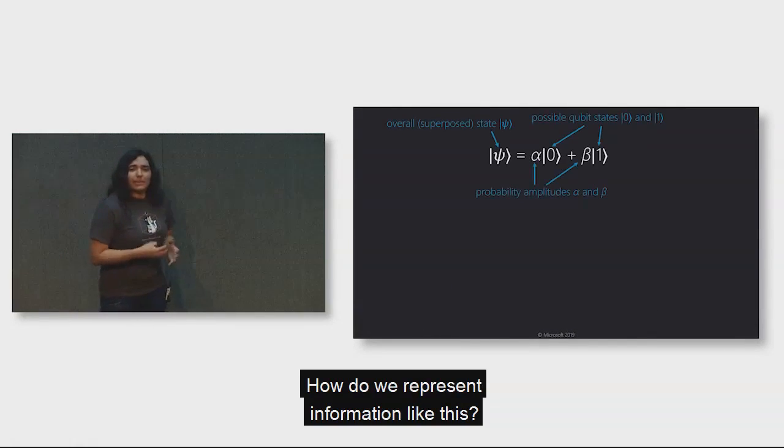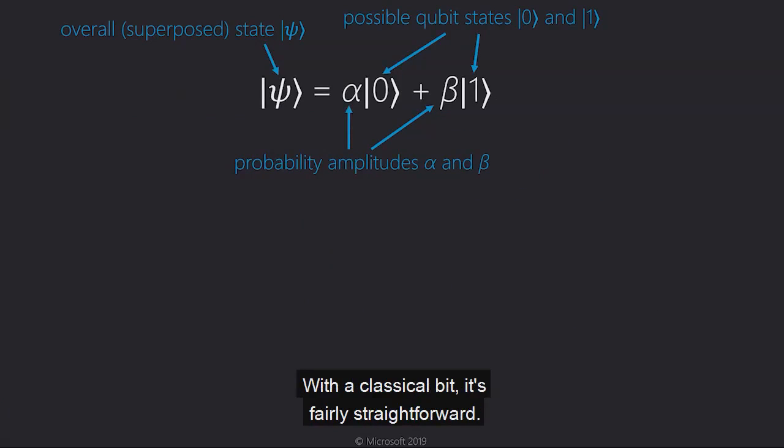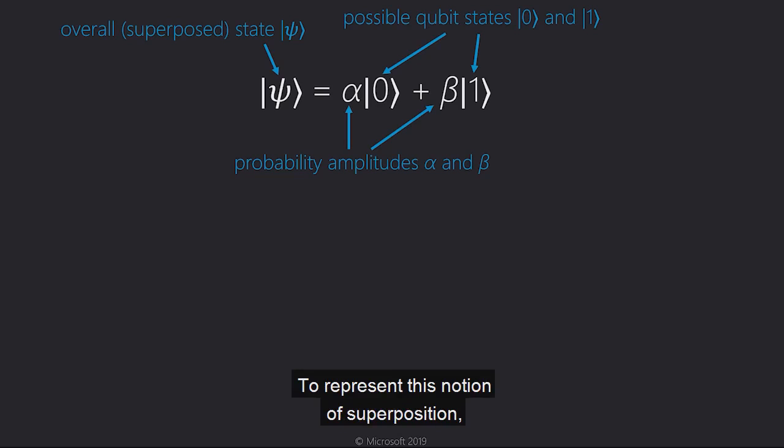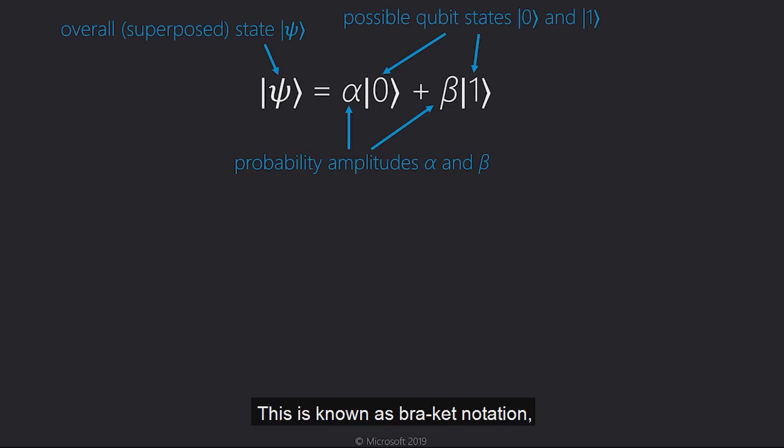How do we represent information like this? With a classical bit, it's fairly straightforward. It's either a 0 or it's a 1 at any one time. Fairly simple kind of notation. To represent this notion of superposition, we need a new way of describing these states. And this is where this notation comes in. This is known as Braket notation, invented by Paul Dirac.